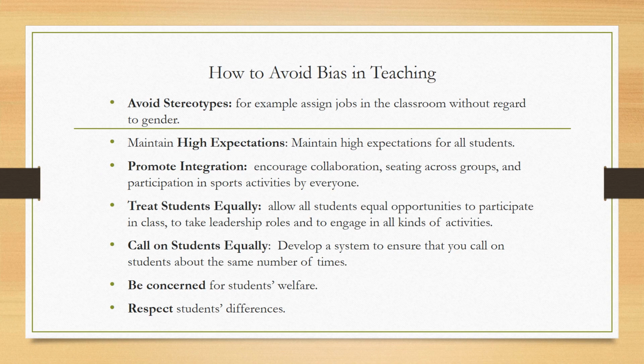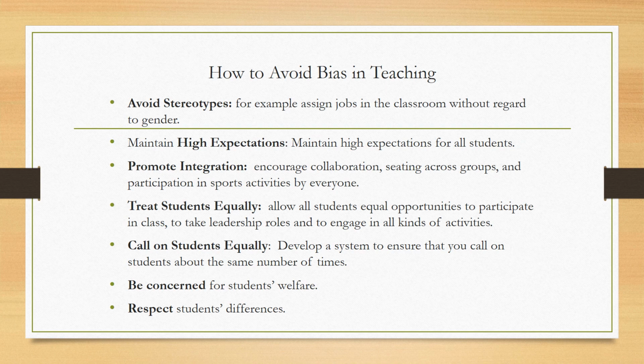If we all have implicit bias, how can we avoid letting that spill over onto our students? Some strategies that I would suggest are listed here. Avoiding stereotypes. For example, when you're doing your class assignments, do you always ask the boys to take out the trash? Do you always ask the girls to be the teacher's helper? Maintain high expectations for all students. Promote integration in your classroom. Encourage collaboration, seating across groups, etc.